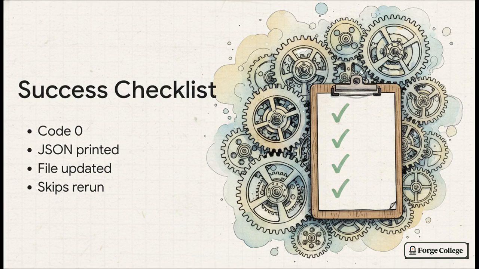So here is your ultimate success checklist for a perfectly functioning machine. Number 1, the process exits with a clean code 0. Number 2, a single line JSON is printed out to standard output. Number 3, your record file is successfully updated locally. And number 4, any subsequent runs detect the address and safely skip the deployment. If you tick all 4 of those boxes, your deployment machine is purring like a kitten.